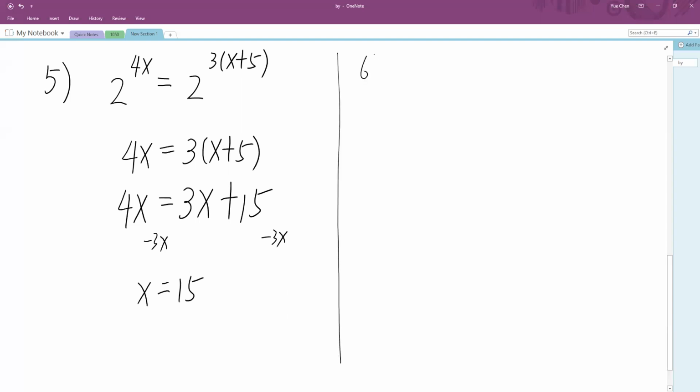Number 6. The first one, which is without your calculator. What is log base b of b to the 8? So what is the first step you should do? You bring down this power, 8, in front of the log, because this power is on the b, right? So it would be 8 times log base b of b. What is log base b of b? 1. So it would be 8 times 1, which is 8.